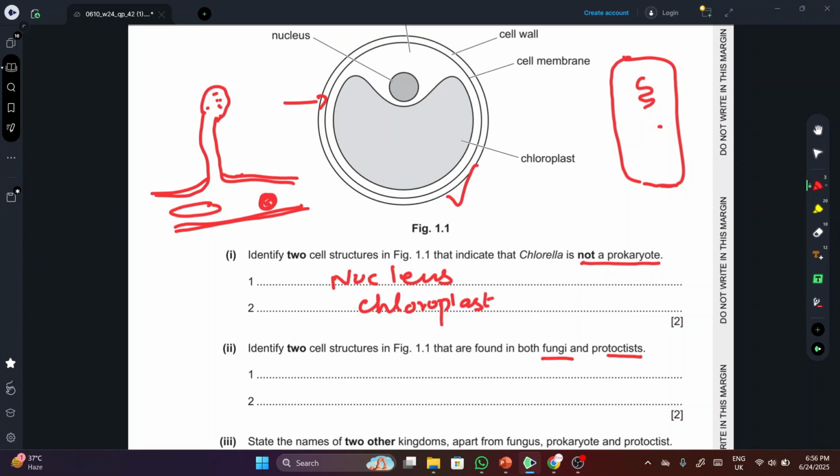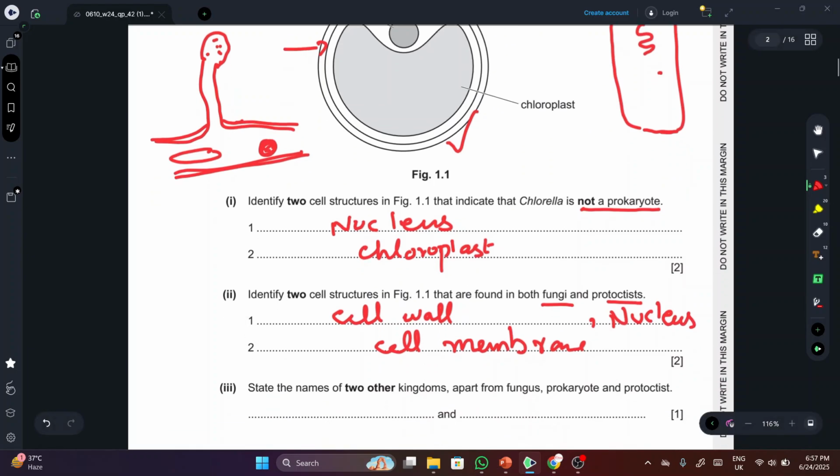So you can see the structure which is present: nucleus, cell wall. Yes, think about it. Membrane bound organelles, cell membrane, nucleus. So all these structures which are found in both, you can mention any of the name of membrane bound structures here.